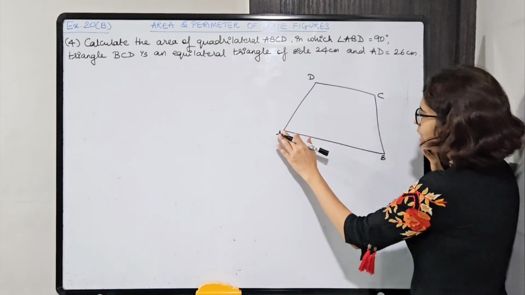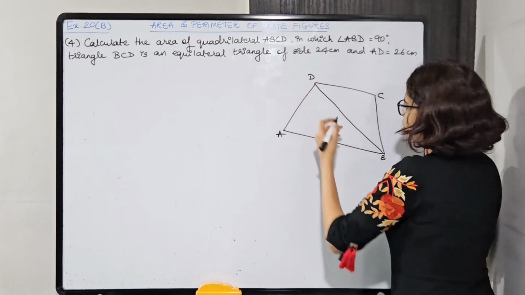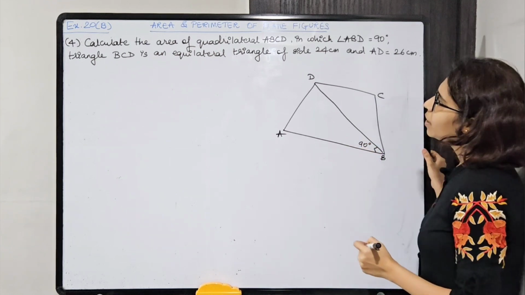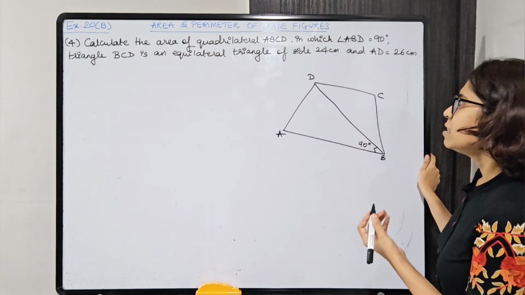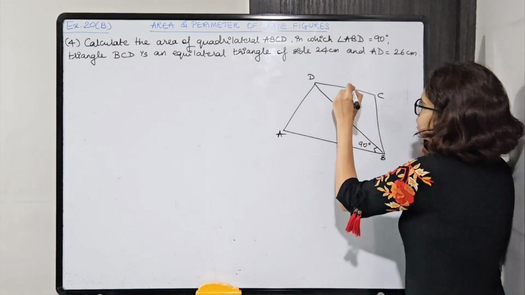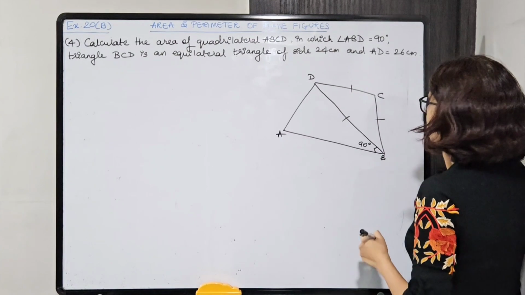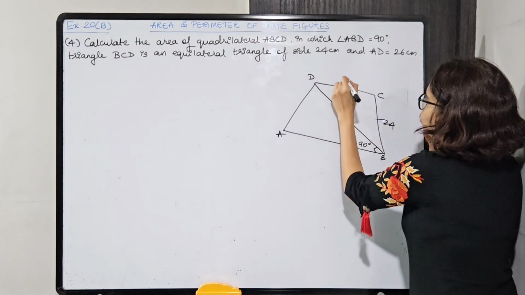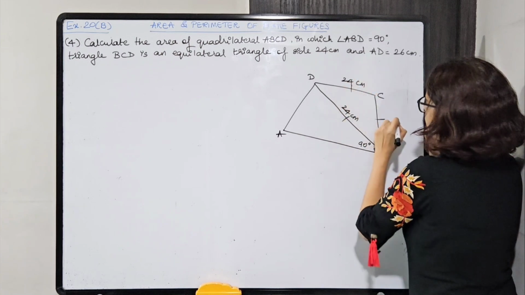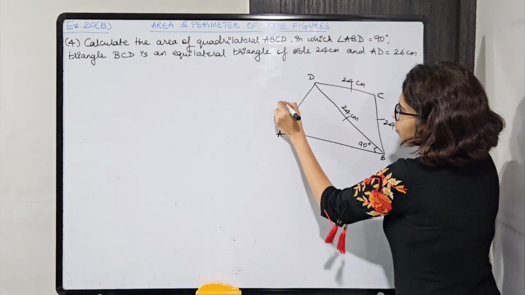So angle ABD, this angle is 90 degree. ये तुमको बोला है 90 है. Triangle BCD is an equilateral triangle. ये जो triangle मिल रहा है BCD, this is equilateral, of side 24 centimeter. So this will be 24, this will be 24, this will be 24. Okay, and AD is 26, तो ये 26 है.